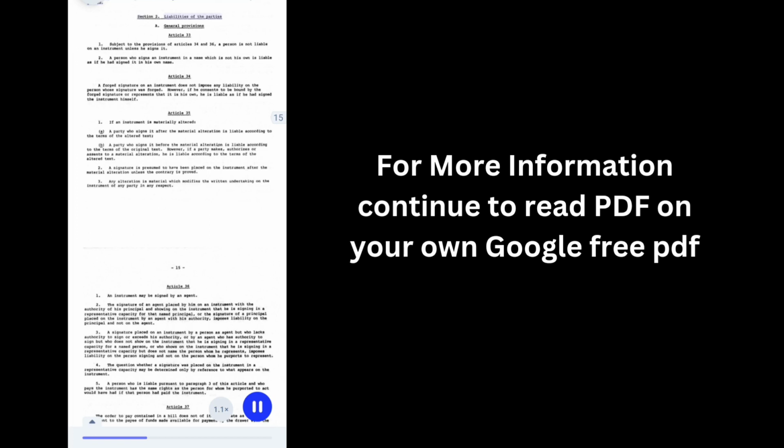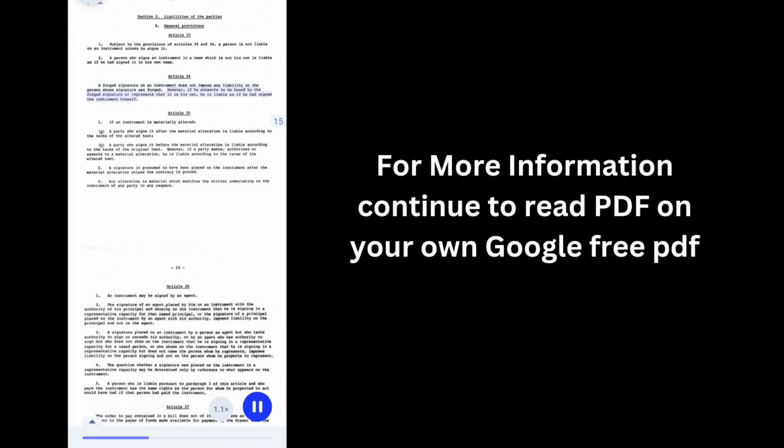Section 2. Liabilities of the parties. A. General provisions. Article 33. 1. Subject to the provisions of Articles 34 and 36, a person is not liable on an instrument unless he signs it. 2. A person who signs an instrument in his own name, in a name which is not his own, is liable. Article 34. A forged signature on an instrument does not impose any liability on the person whose signature was forged.